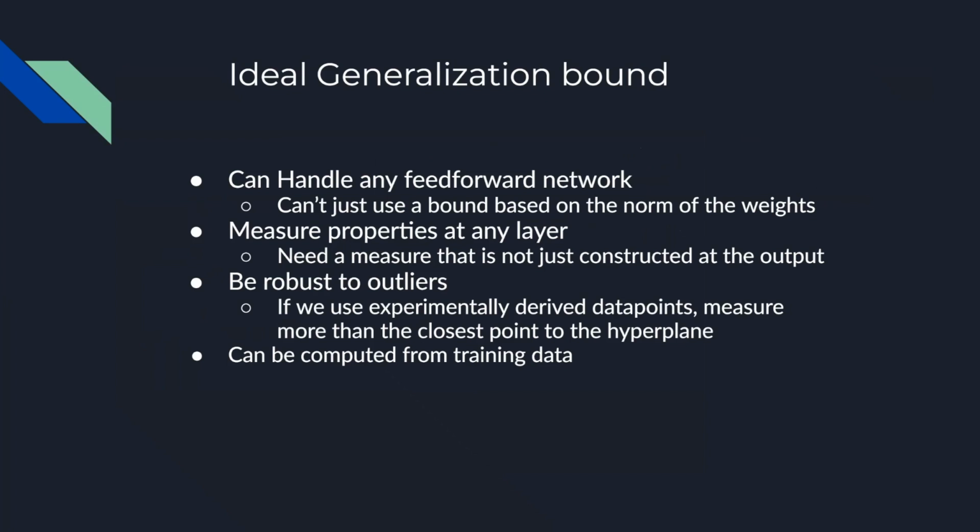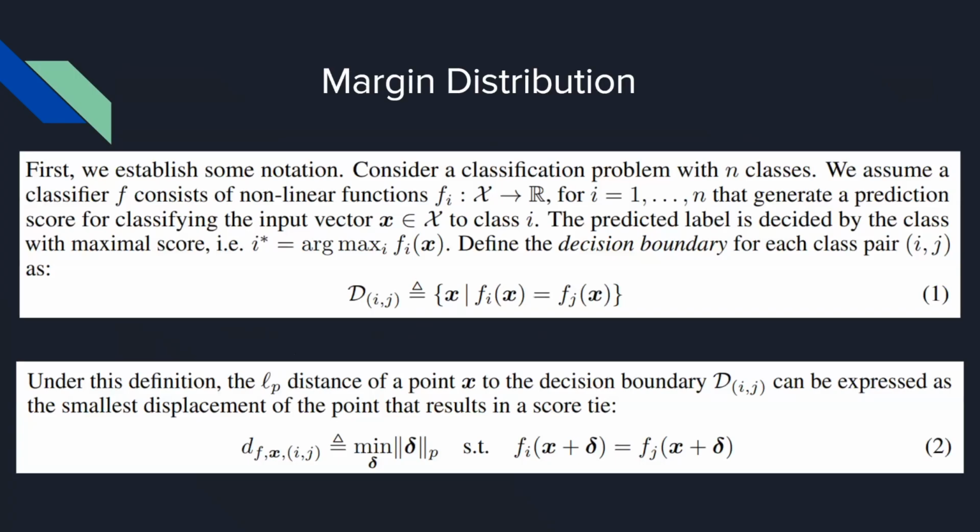So we want to be able to find this generalization bound. This means it should handle any feedforward network. It should measure properties at any layer, be robust to outliers, and be computed from training data. But as I discussed before, maybe there are these margins in these deep learning models that can help us figure out how well they generalize. In this paper, they develop a formula to try to figure this out. This is basically just the definition of a decision boundary.